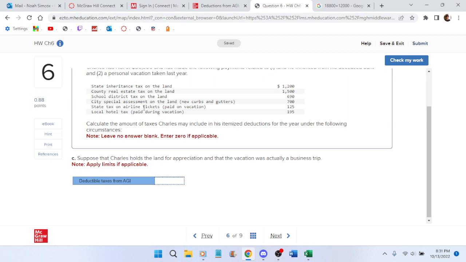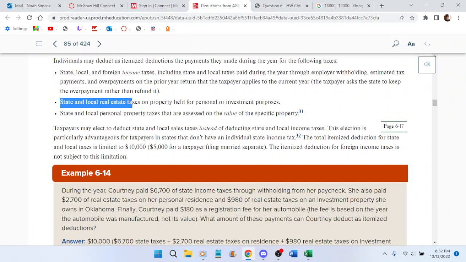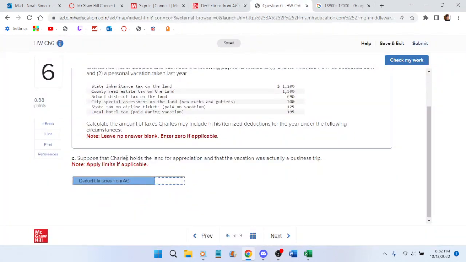I don't know if that counts as a property tax. Does that count as a property tax? What about a local hotel tax? I've tried all the scenarios where you don't include those two things. But the thing we're most confused about is this: state and local real estate taxes on property held for personal or investment purposes. And now guess what? They say he holds the land for appreciation.